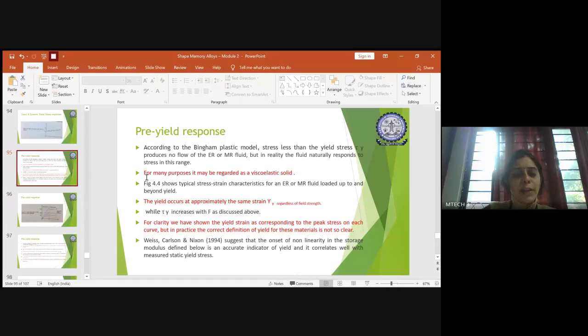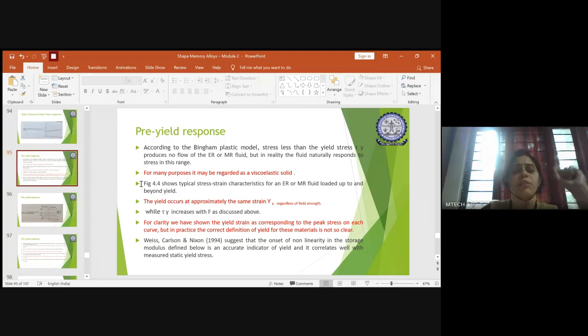It is also said that for many purposes, it might be regarded as a viscoelastic solid. The ER or MR fluid is not a solid material, but since the fluid naturally responds to the amount of stress in the range, for many purposes it is regarded as a viscoelastic solid. A viscoelastic material is one that can be compressed and come back to its original position. They compare it to the viscoelastic material, but typically we just call it an ER or MR fluid. We don't correlate it to a viscoelastic solid, but for some purposes it can be regarded as one.